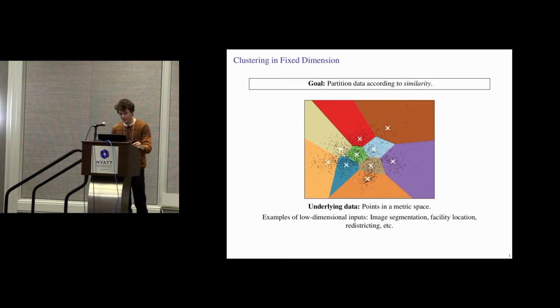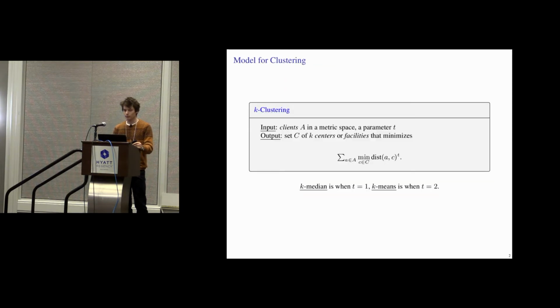That's a big issue. Okay, and the model for clustering we use, the function we try to optimize, as Kartik said, is k-clustering. So you have a set of clients in some metric space, a parameter t, and the goal is to output a set of facilities that is part of the metric space. So k centers of facilities that minimize that objective function. And k-median is when t equals 1, k-means is when t equals 2. So that's the general model of clustering.